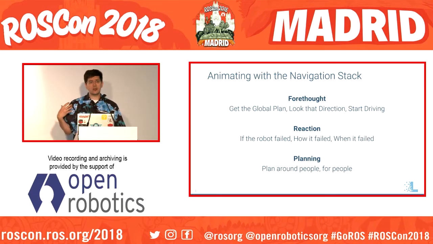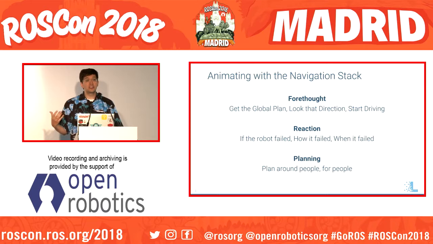And secondly, they had it react to whether or not the robot succeeded in its navigation. And that was tricky because you would need to know if the robot failed, how it failed, and when it failed. And with the current navigation stack, you can only get if it failed and not how it failed or when it failed in the context of the larger navigation action.